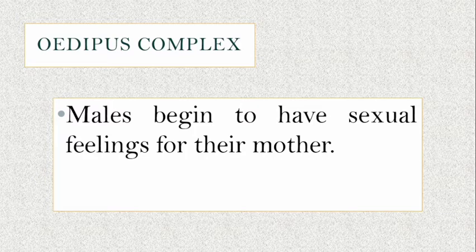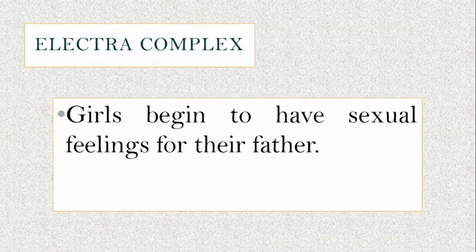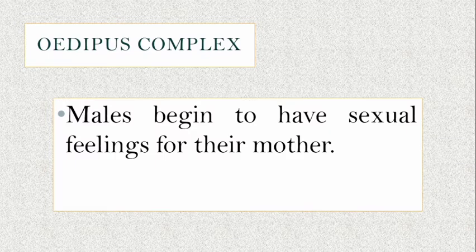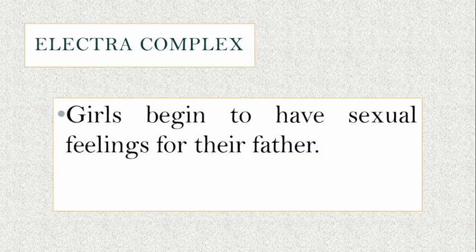And that is the vice versa of Electra complex. Ano ba yung Electra complex? Girls begin to have sexual feelings for their father. Mas malapit naman ang anak na babae sa tatay. That is the difference between Oedipus complex and Electra complex. Kung si Oedipus complex, yung male po have sexual feelings to their mother, while si Electra naman po, si girls kay father. So take note of that po.